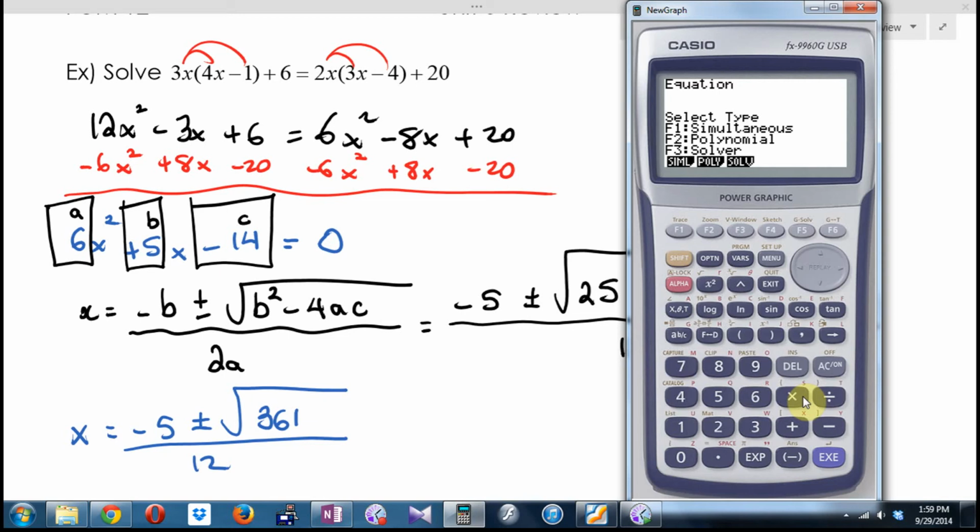So this will solve, if you hit, don't hit F1. If you hit F1, this would solve systems. Remember in Math 10 when you solved X and Y, 2 equations at a time, using the addition, subtraction, or substitution method? This will do that. But what we want is the polynomial, which is F2.